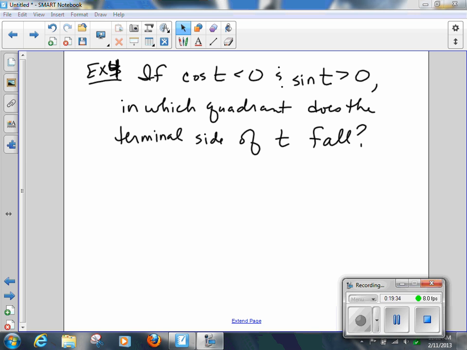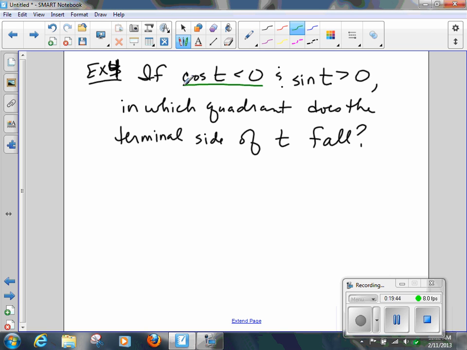All right. This notation messes with me. I really have to think about it. Cosine of t is less than 0. What does that mean? Cosine is negative. If it's less than 0, that means cosine is negative. I don't know why that messes with my head, but it does. Sine t is greater than 0 means that sine has to be what?